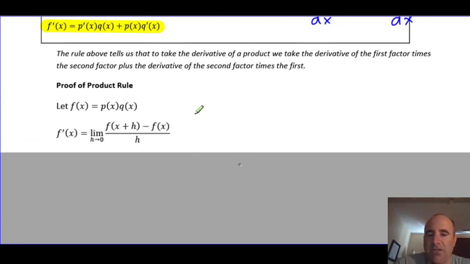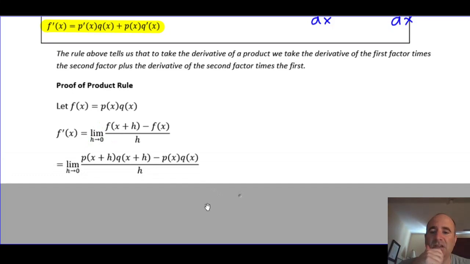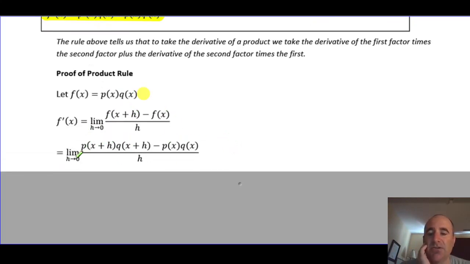We have to do first principles here because we're trying to prove a derivative shortcut, so we go back to first principles. Since f of x is p of x times q of x, f of x plus h is now p of x plus h times q of x plus h, and f of x is p of x times q of x. Notice, of course, that this limit is indeterminate. If you sub in h equals 0, you get p of x q of x minus p of x q of x, which is 0 over 0.